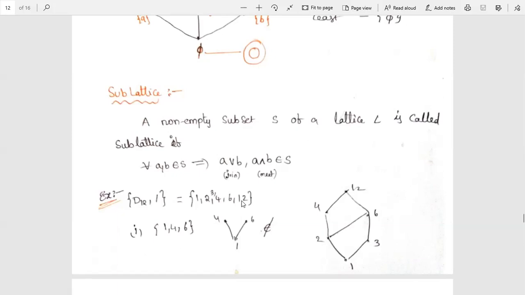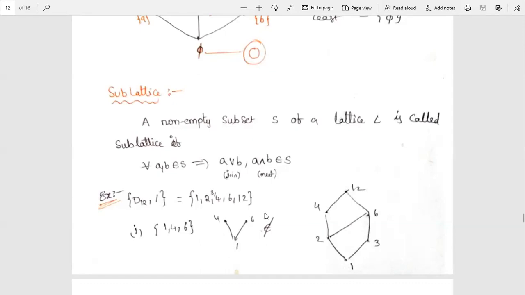12 is divisible by every element of the set: 1, 2, 3, 4, 6. So the top element is 12. There is a path from every element of the set: 1 to 2 to 4 to 12, and 1 to 3 to 6 to 12, and 2 to 6 to 12. So this is the Hasse diagram for the given poset, and it is also a lattice, because every pair of elements has a least upper bound and a greatest lower bound.